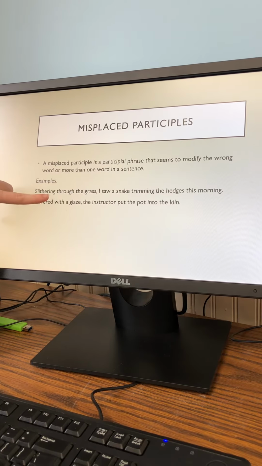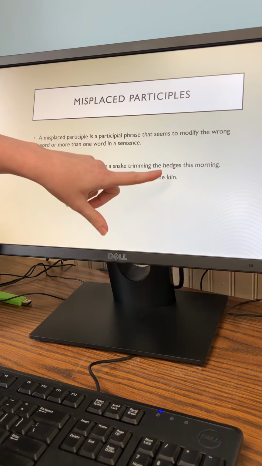This first participial phrase, slithering through the grass, if we just look at the sentence, because I told you the rule is to put it as close to the word it's modifying as possible, we would assume that it was modifying I, but when we read the sentence, we know it's not. I was not slithering through the grass. A snake was slithering through the grass. This should actually be modifying snake, but I have put it in the wrong place. I have misplaced it.